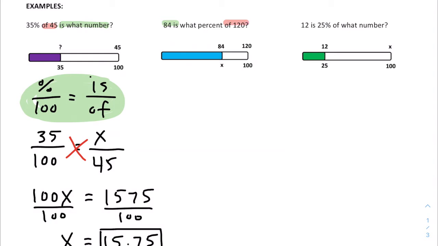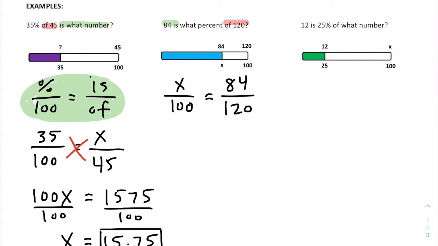We've identified our is and our of. And what percent means we don't know what the percent is, so we can say x over 100. So there's our percent, x over 100, is equal to our is over the of, so 84 over 120. And again, you can look at that little graphic and see that, oh, the 120 is the whole thing, so that goes on the bottom. The 84 is the part, so that goes on the top. So 84 is what percent of 120?